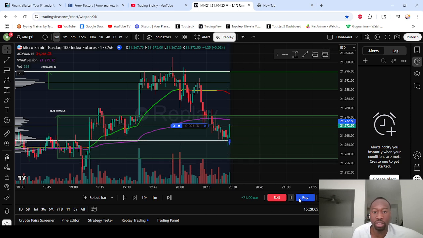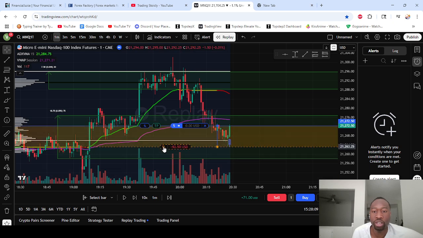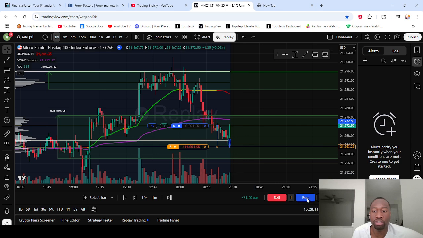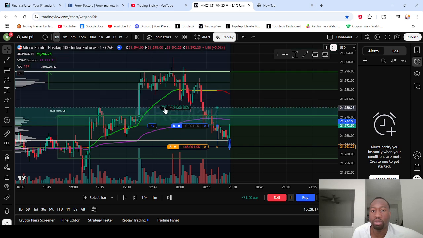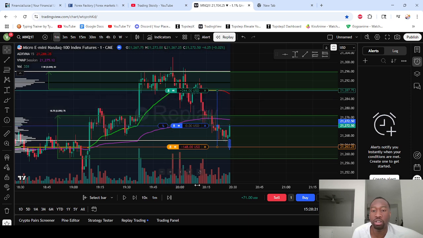Let's see what happens. Right, I just put five. I don't know why I put five. Initially, I would like to risk $150, so that's good there. Where could our take profit be? So our take profit could be here, or it could be at the top of the zone. Let's see what happens.